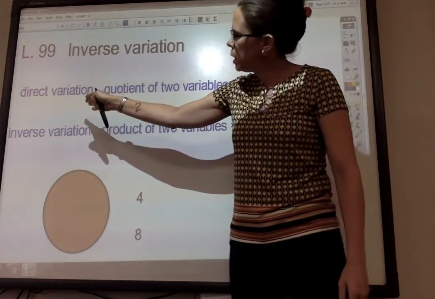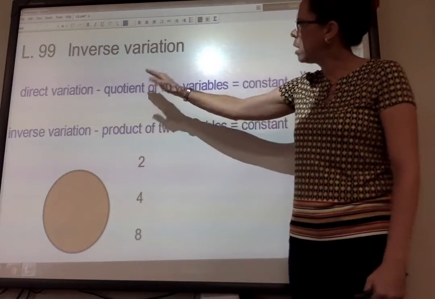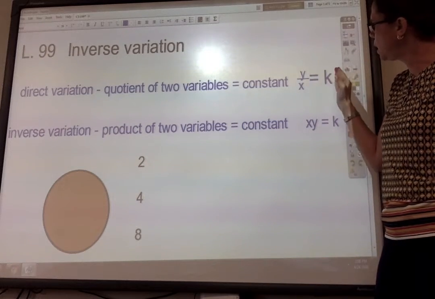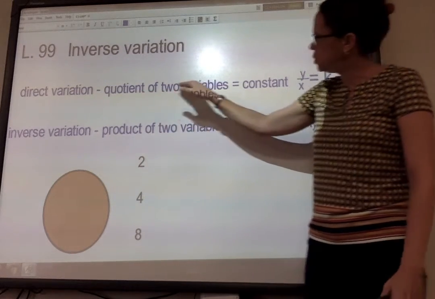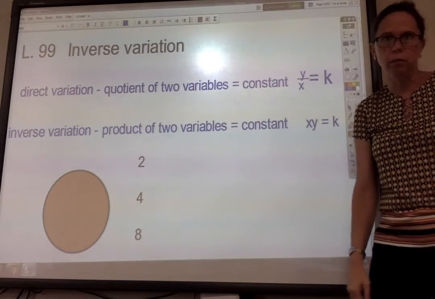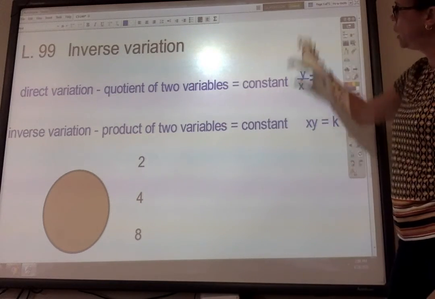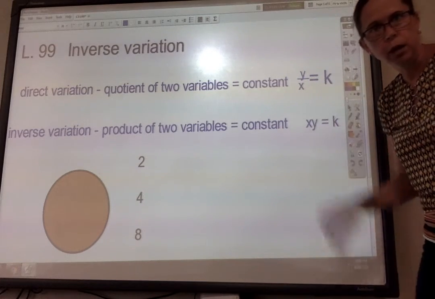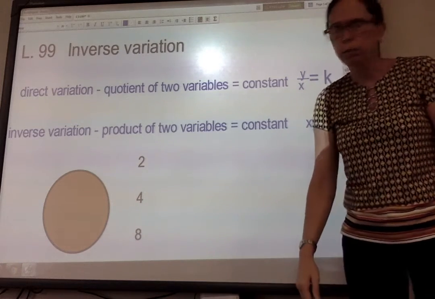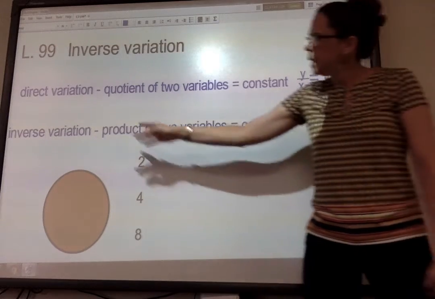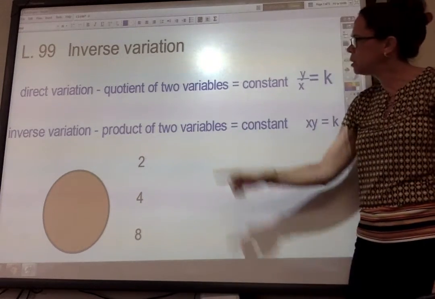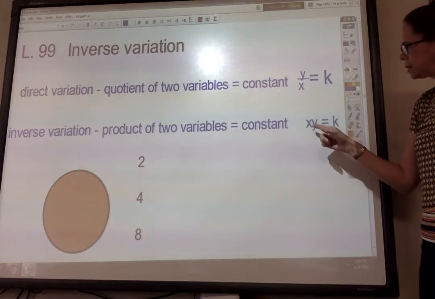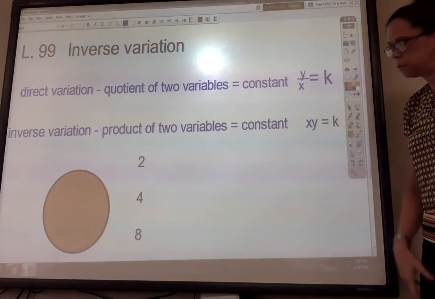In a direct variation, to find our constant, we use this formula, y over x equals k. The quotient of the two variables gives us our constant. Remember when we had our x and y chart, we would take y and divide by x to see if we get the same constant every time, to see if it's a direct proportion. In an inverse variation, it's the product of the two variables that gives us our constant. x times y gives us our constant.